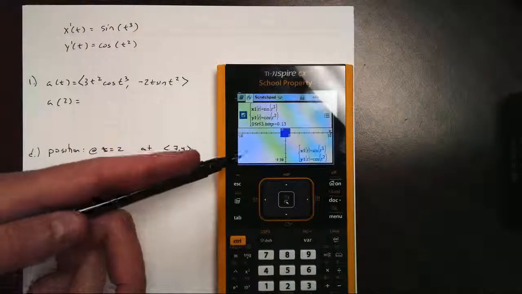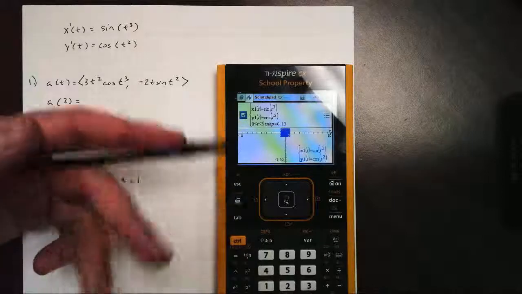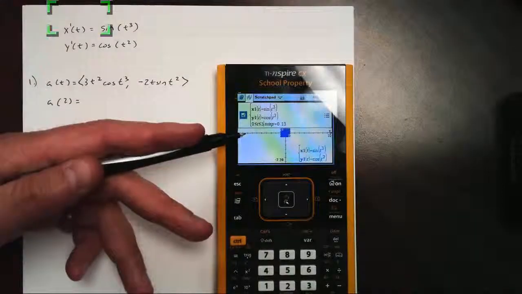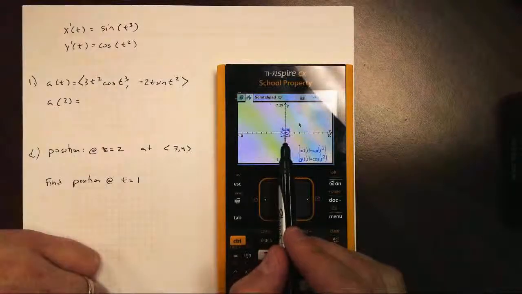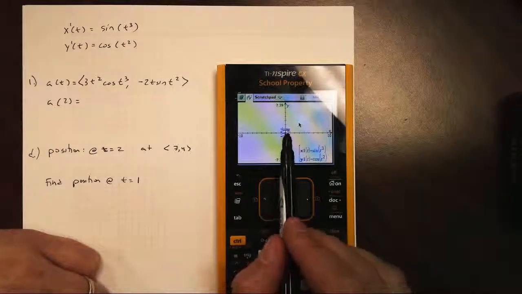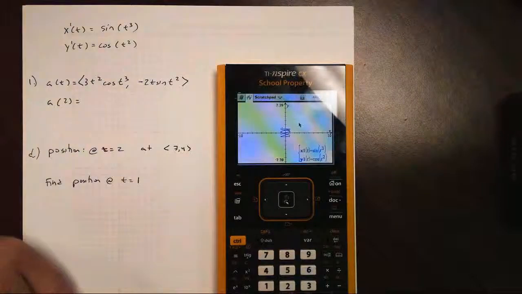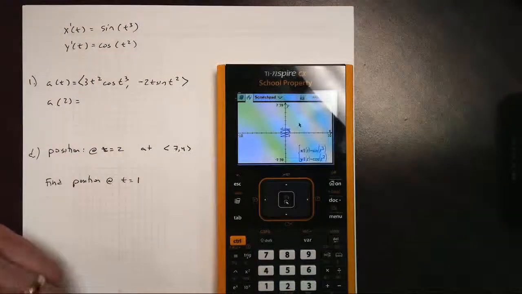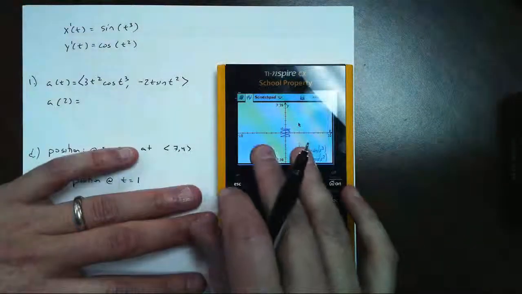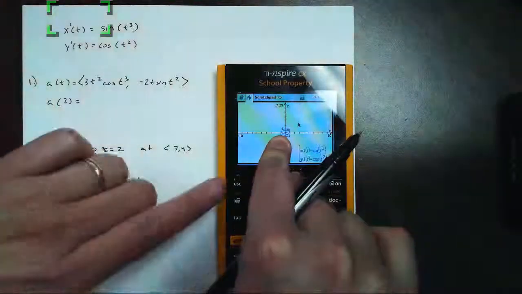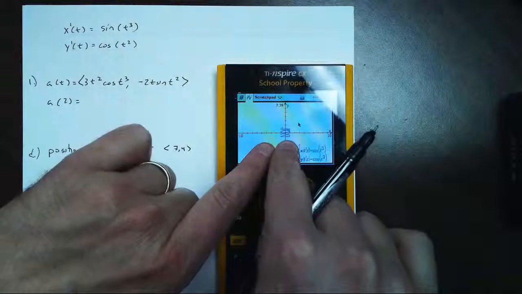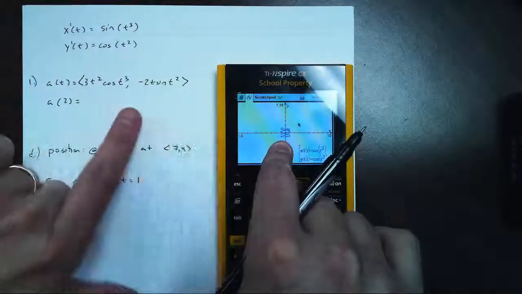And again, you want to only go to 2 pi, but I want to see what this graph looks like here. If I press enter, you can see what's going on. It's wiggling back and forth as time goes on. So that's what our graph actually looks like right here. Now, the graph is not necessarily the important part.